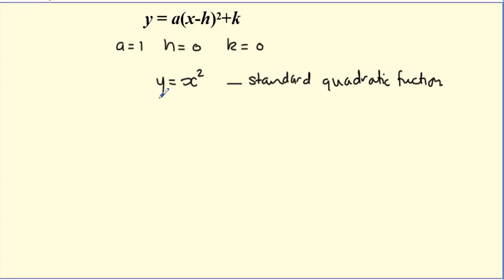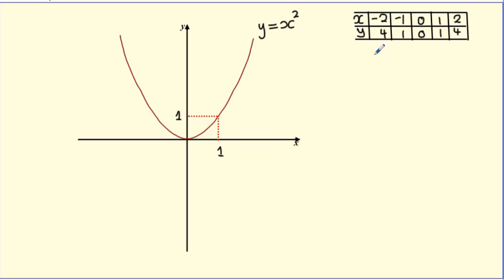We know that we plotted this at school using the table of values, which looks as follows. We'll take just five values: -2, -1, 0, 1, and 2. And we square these values: the square of 0 is 0, the square of 1 is 1, the square of -1 is also 1, and -2 gives you 4, and 2 also gives you 4. And we plot a graph which is like this.